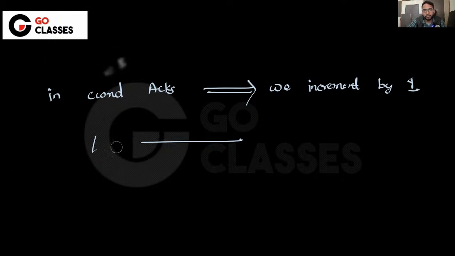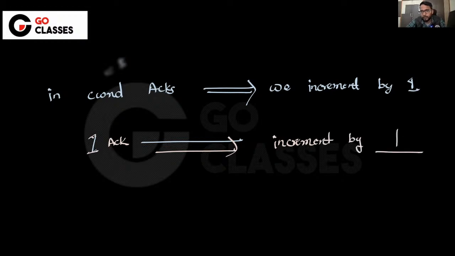So I'm not bothering about this value. So this value could be actually anything. So after 1 ACK, you increment by 1 upon C. So that's the answer here. Cool. So I hope you understood this.